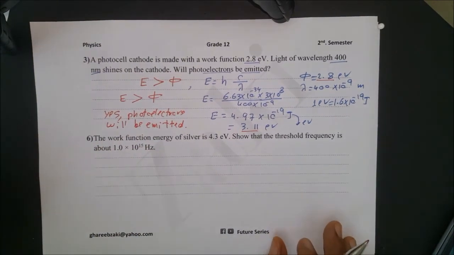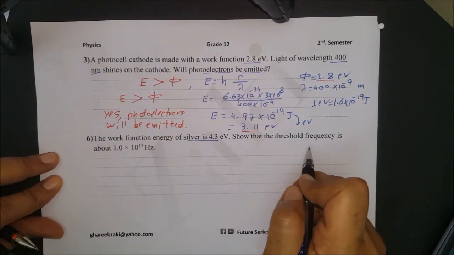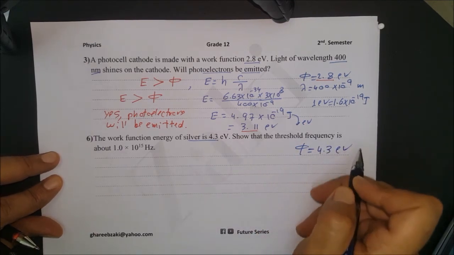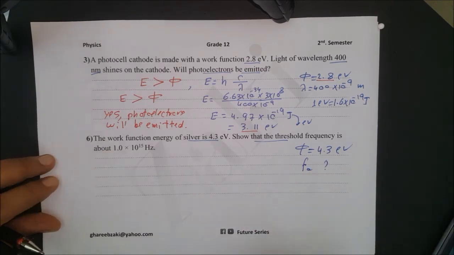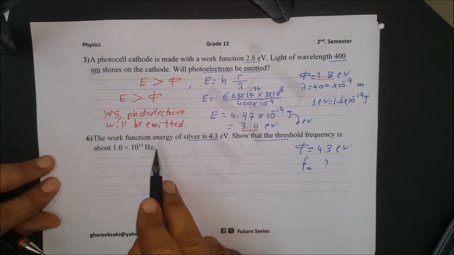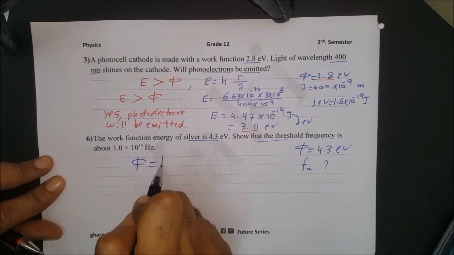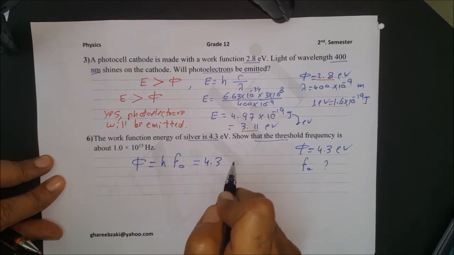Now, question number 6, work function of energy. Work function, denoted by phi, is 4.3 electron volt. Show that the threshold frequency, we need f naught. What is the relation between the work function and the threshold frequency? It's easy. Phi equals hf naught. Phi equals 4.3 electron volt.